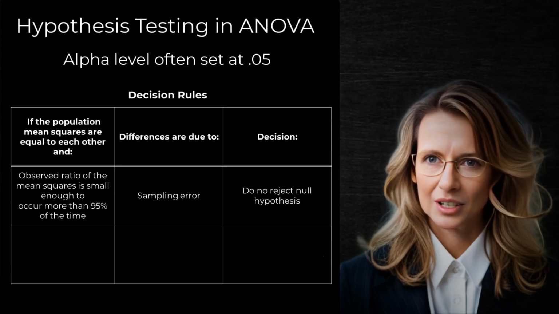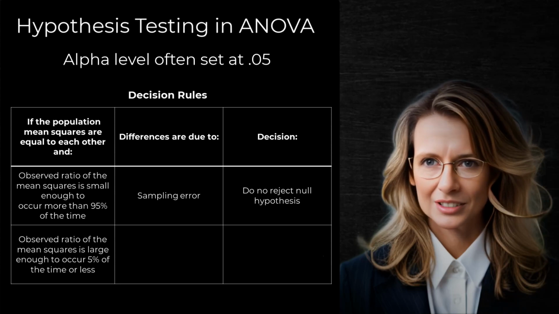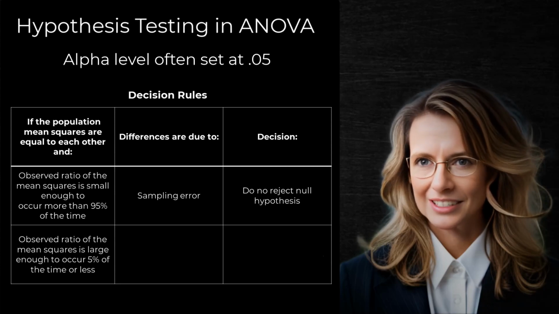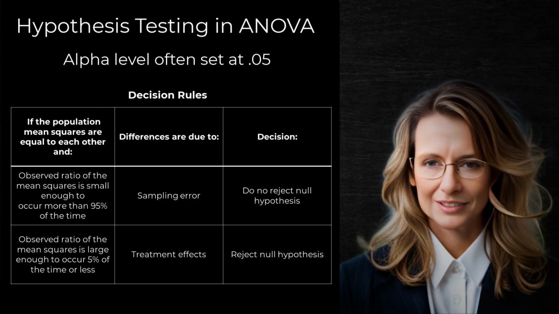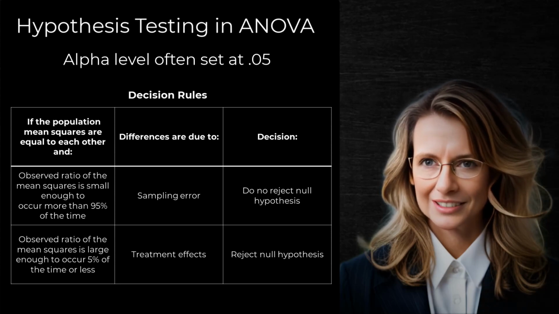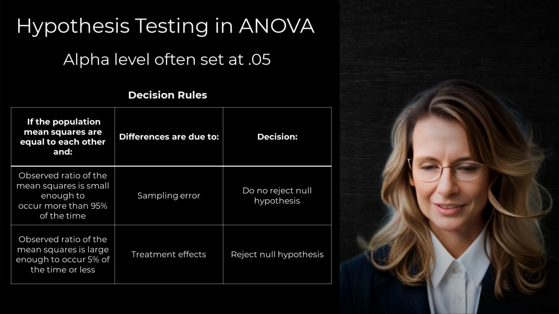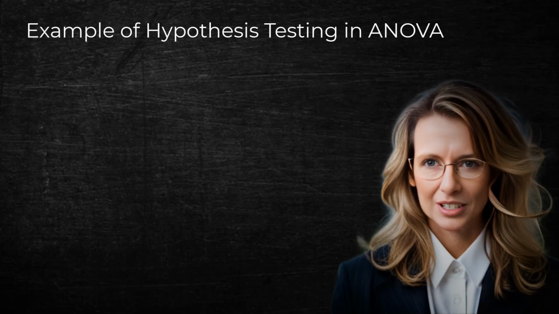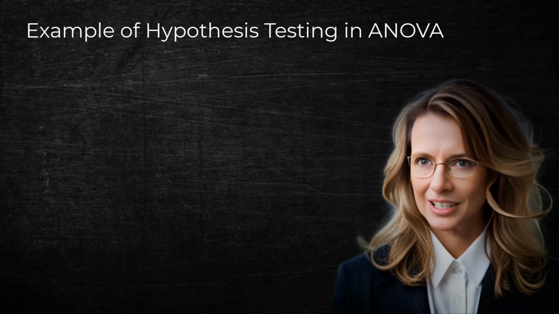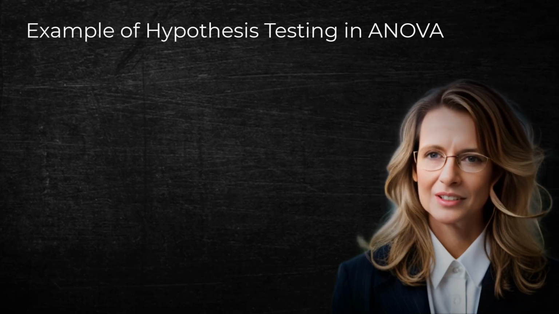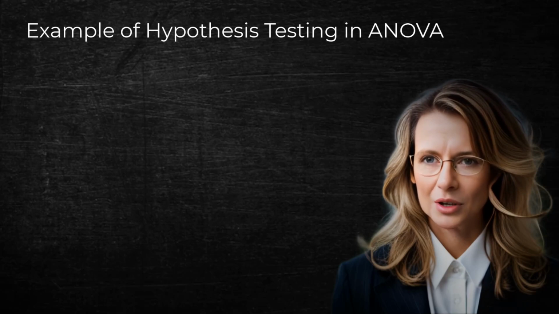On the other hand, if the observed ratio of the mean squares is large enough that it would occur 5% of the time or less when the mean squares were actually equal to each other in the population, then we would reject the null hypothesis that the means of our groups were the same, in favor of the alternative hypothesis that at least one of the means was different from the others. We will now show you how we use the F distribution to determine whether the ratio of the between groups mean square to the within groups mean square is large enough for us to reject the null hypothesis that the means of our groups are equal in the population.